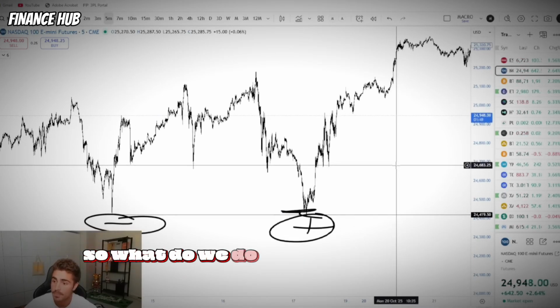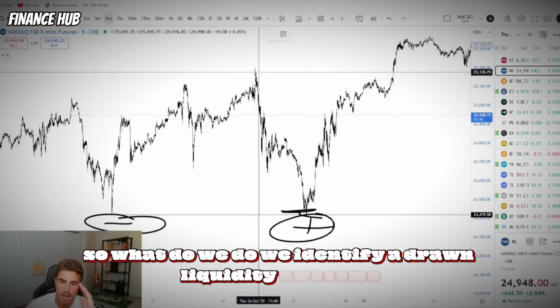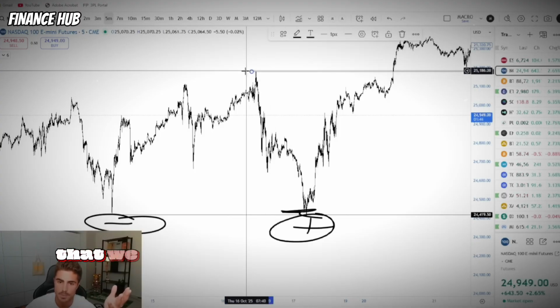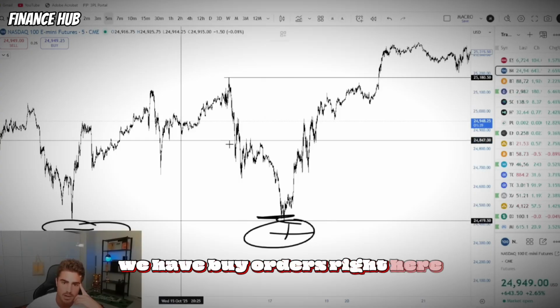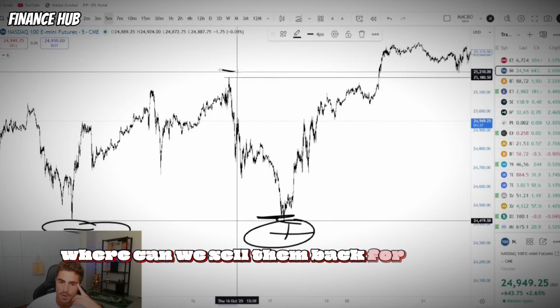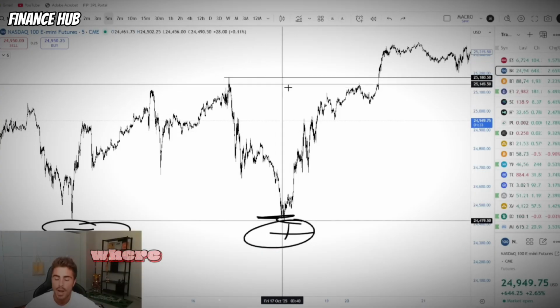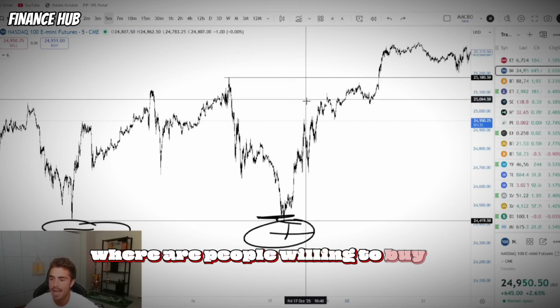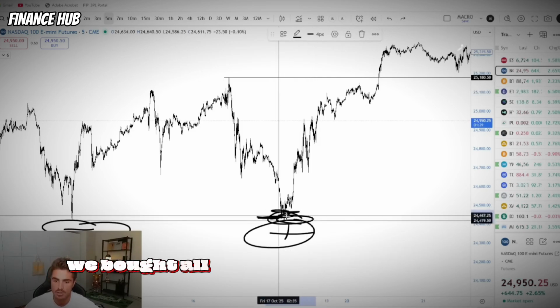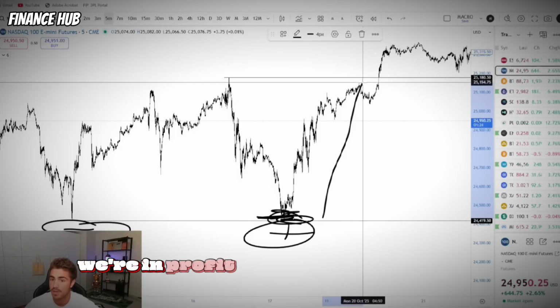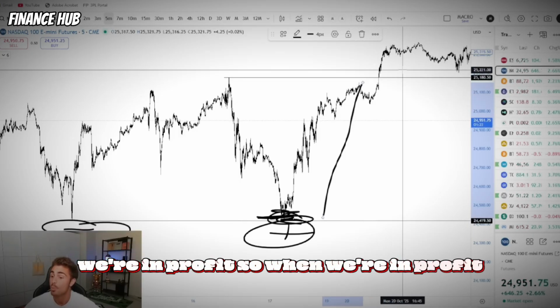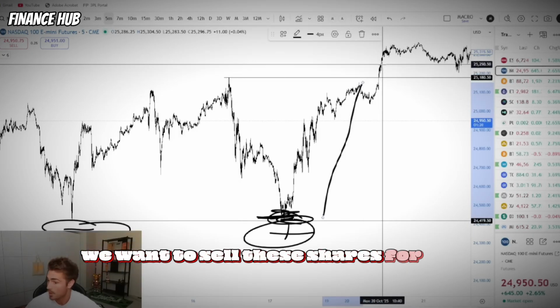So what do we do? We identify a draw on liquidity. Awesome. These were the 4-hour highs that we previously used to make the move down. Awesome. We have buy orders right here. Where can we sell them back for a higher price to be in a profit? Where are people willing to buy our shares? We bought all of these shares down here for a cheap price. As price goes higher, we're in profit. So when we're in profit, we want to sell these shares for us to make money.